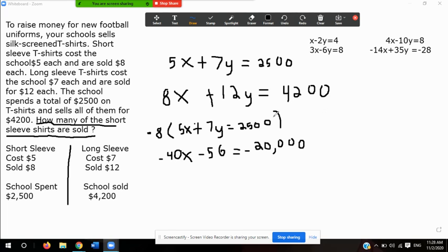Now I'm going to look at the second one. If I multiply the first one by negative 8 and I want the equations to have opposite signs, that means I'm going to multiply the second equation by 5. So here I'm going to say 5 times 8x plus 12y equals 4,200.